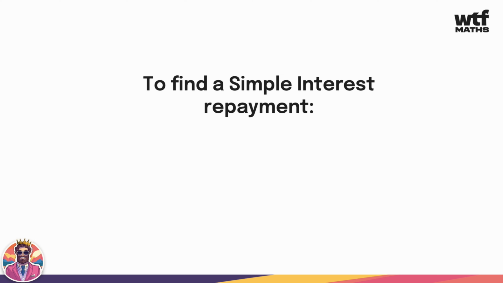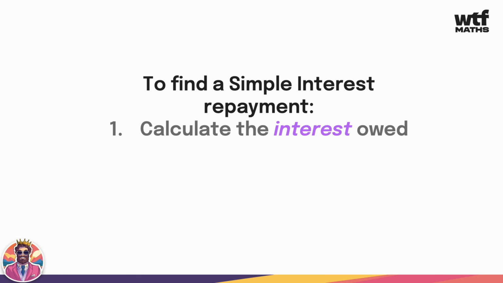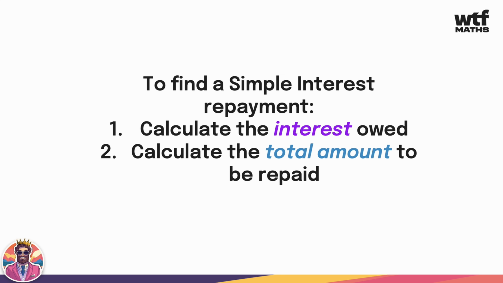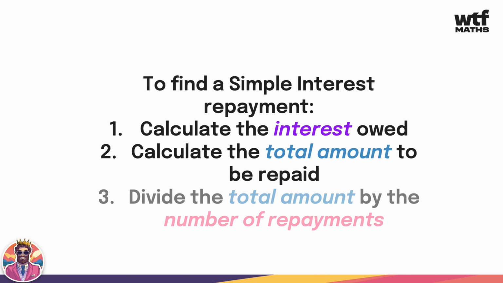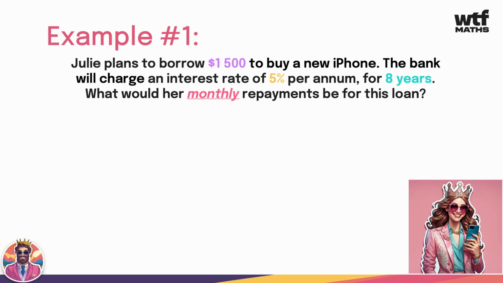To calculate a simple interest repayment, you've got to do three things. The first thing, work out how much interest is owed. The second thing, work out the total amount you need to repay. And then finally, divide that total amount by how many repayments there are going to be. Let's look at an example.